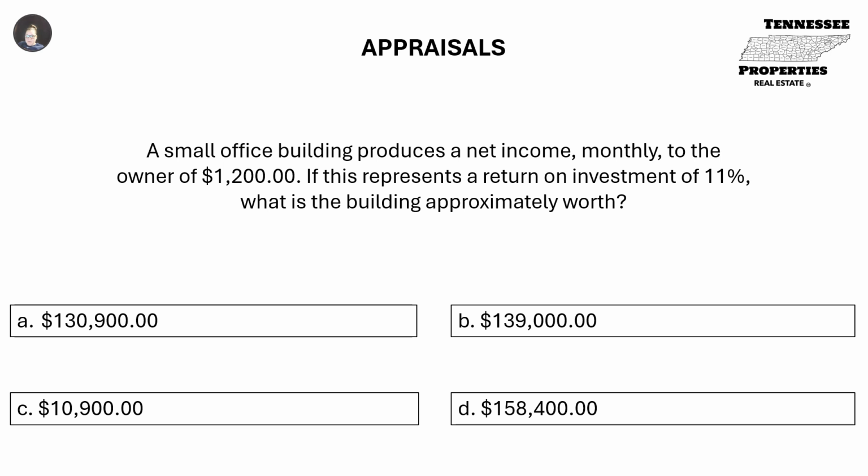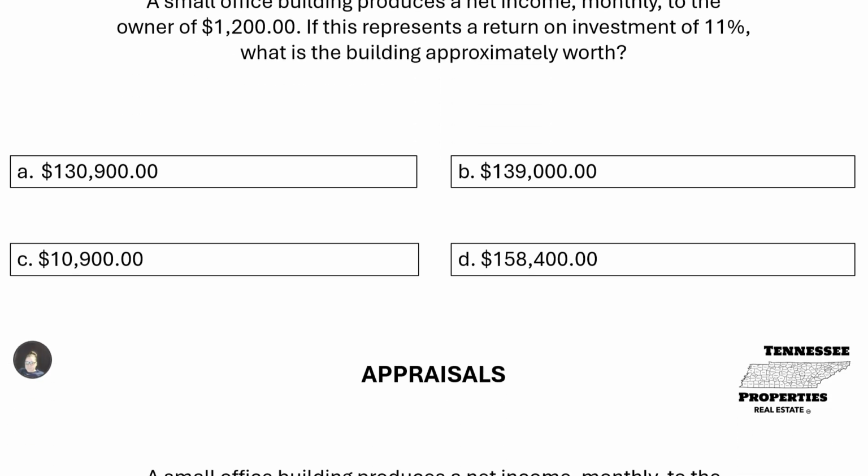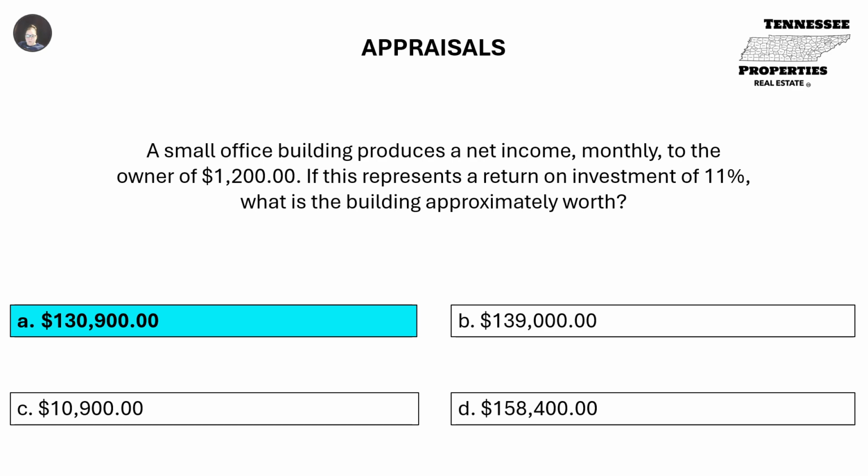A small office building produces a net income monthly to the owner of $1,200. If this represents a return on investment of 11%, what is the building approximately worth? A. $130,900, B. $139,000, C. $10,900, or D. $158,400. A. $130,900.